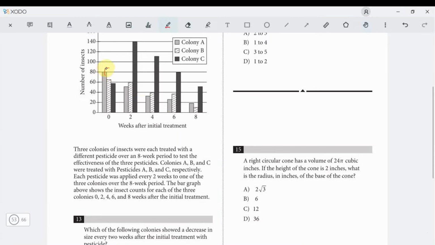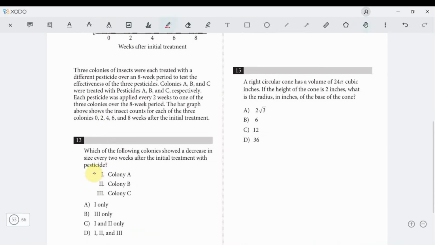Notice this going down, going down, going down. So colony A is going down, colony B is going down, going down, going down. So colony B is also going down. But notice colony C is increasing. So the ones going down are A and B, which is 1 and 2. Nice.